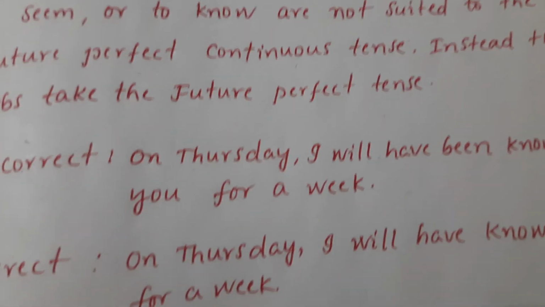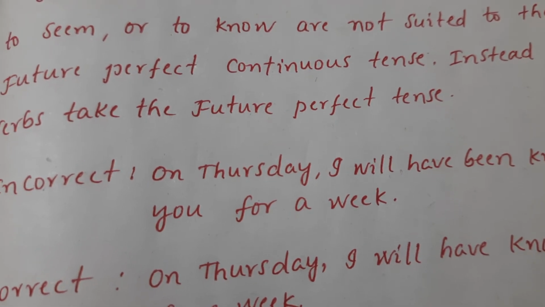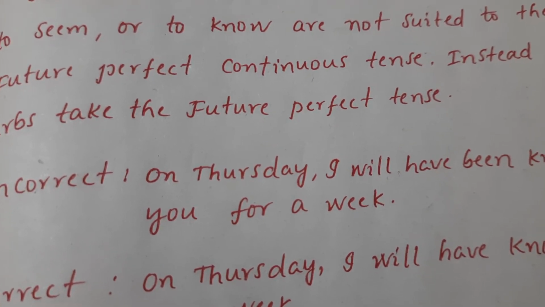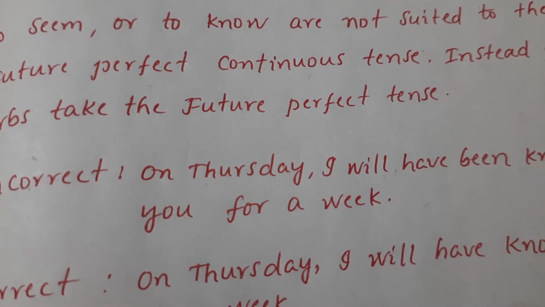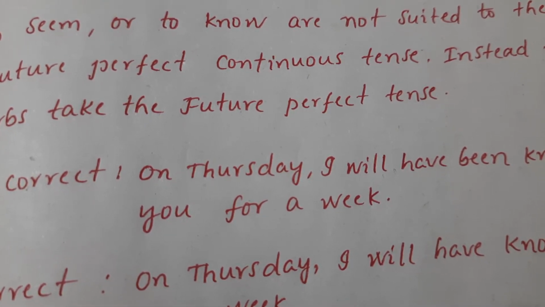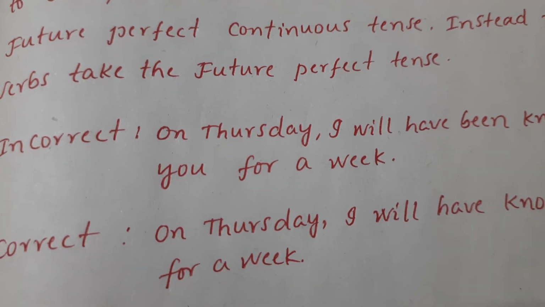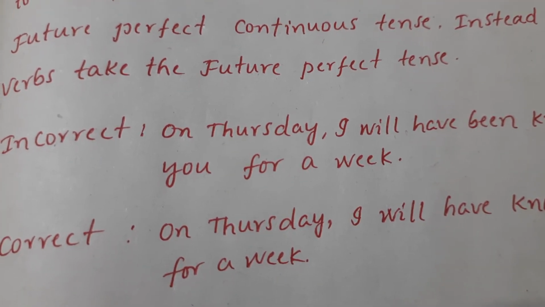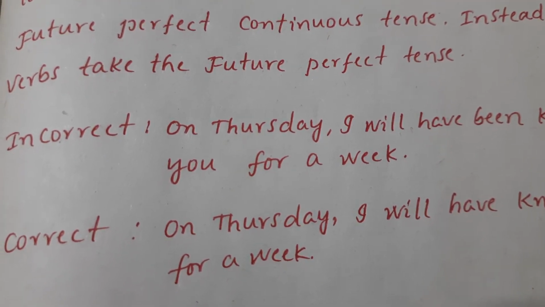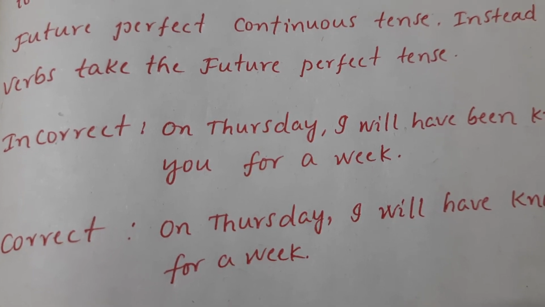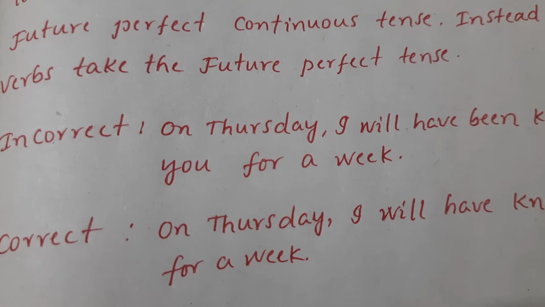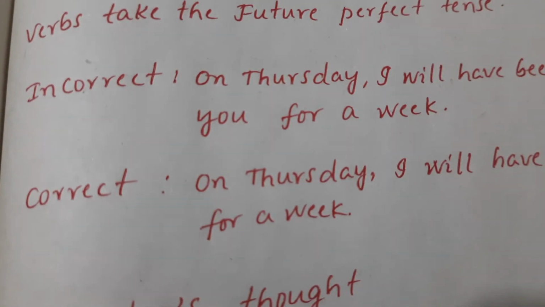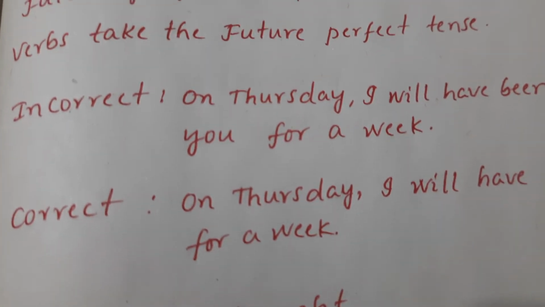Okay, this is all for today. So with this we completed all the tenses. There are three main tenses: present, past, and future, and each tense has four subtenses. Present tense has four subtenses, past tense has four subtenses, and future tense has four subtenses. Totally there are 12 tenses. With today's class we completed all the 12 tenses.